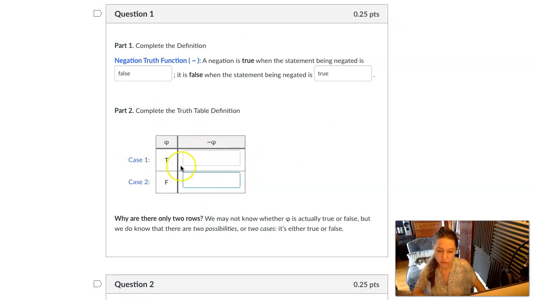Okay, so here's the table version of it. When a statement is true, the negated part is false. When a statement's false, the negated part is true. Why are there only two rows? Where are these T's and F's coming from? Well, we know for any statement, compound or atomic, it's either true or false. Those are the only possibilities. So each case is a possibility. And when one possibility, T, is the case, then not theta will be F and vice versa.